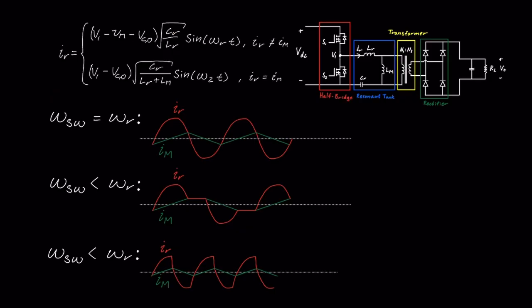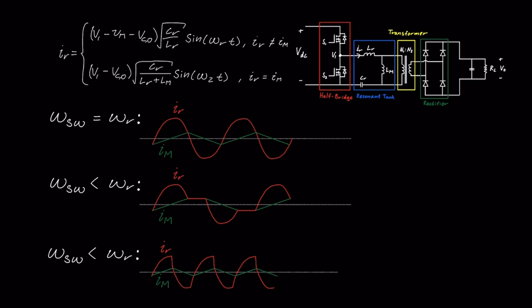So by plotting the current waveform, we will get 3 different types of waveforms. When the switching frequency of the MOSFETs is equal to the resonance frequency, we will get a sinusoidal waveform of the IR. And IM will just go up and down. So here the voltage is always constant for each half cycle. So the half cycle will stop here.